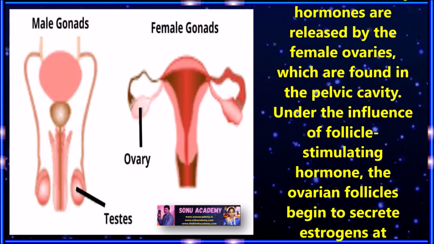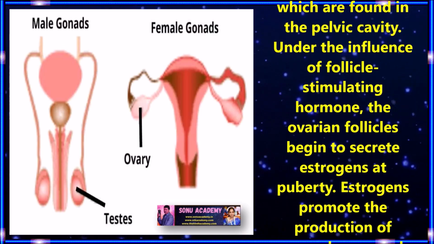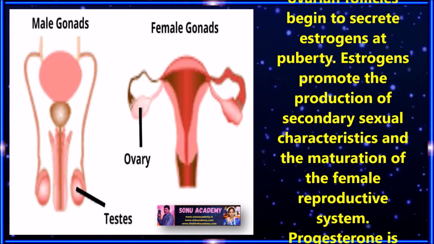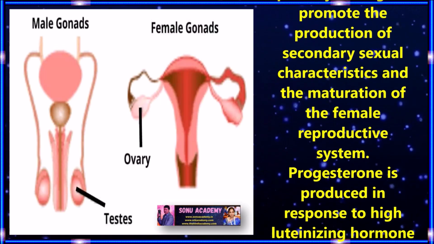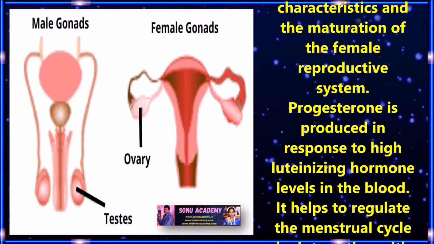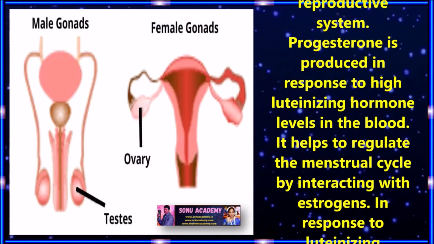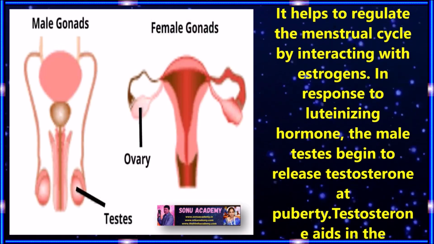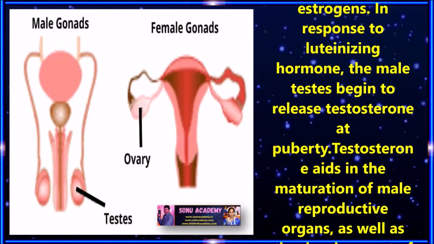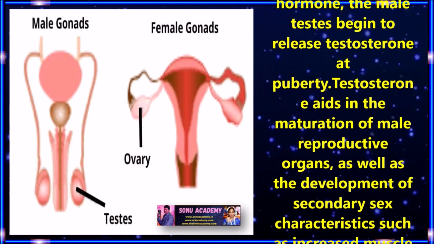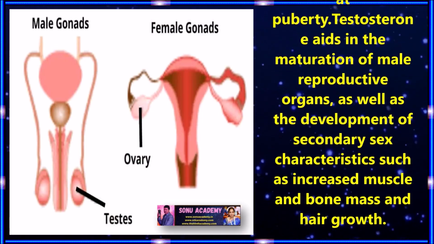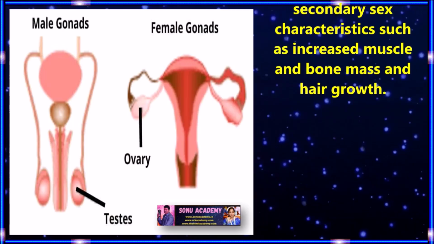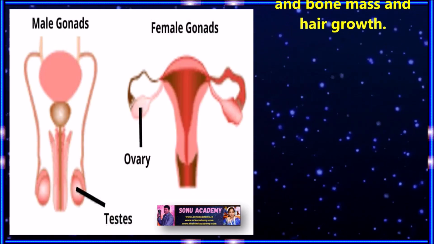Two key hormones are released by the female ovaries, which are found in the pelvic cavity. Under the influence of follicle stimulating hormone, the ovarian follicles begin to secrete estrogens at puberty. Estrogens promote the production of secondary sexual characteristics and the maturation of the female reproductive system. Progesterone is produced in response to high luteinizing hormone levels in the blood. It helps to regulate the menstruation cycle by interacting with estrogens.